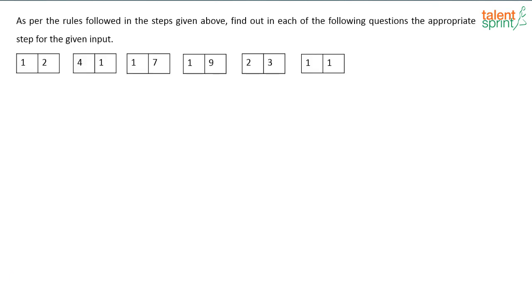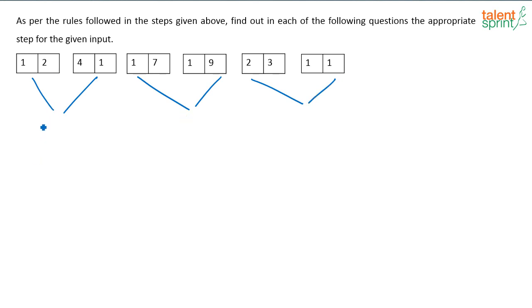Now, let us look at the input that is given. As per the rules followed in the steps given above, find out in each of the following questions the appropriate step for the given input. What is your given input here? This is your given input. So let us try to find out the output that can come. Let us do it step by step. We have just discussed the logic in the previous slide. Now let us look at the steps to be used here.